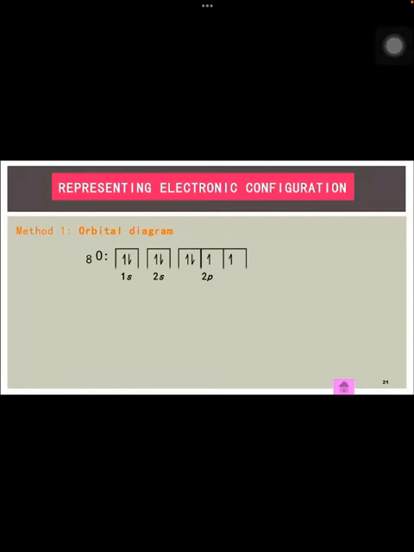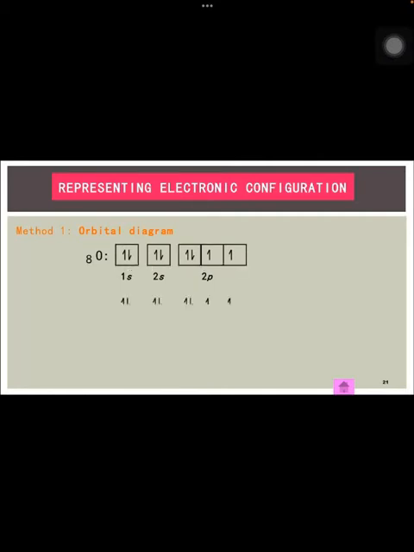Kalau you kira number of arrows kat situ, there are 8 arrows. So meaning that this is the arrangement. Ataupun this is how we represent the electron configuration for oxygen. Okay, tak apa, nanti kita tengok one by one for this one.